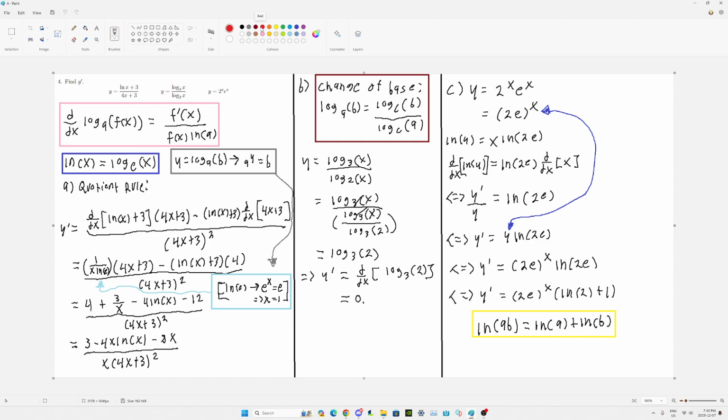So I did write out some rules that you're going to want to know. If we have the derivative of log base a for some function, it's basically just the derivative of the function over the function times the natural log of the base, right? And since we're dealing with the natural log, you can imagine the natural log is just log base e. I also wrote out that if we have y equals log base a of b, that just goes to a to the y equals b. We're going to do something with that later.